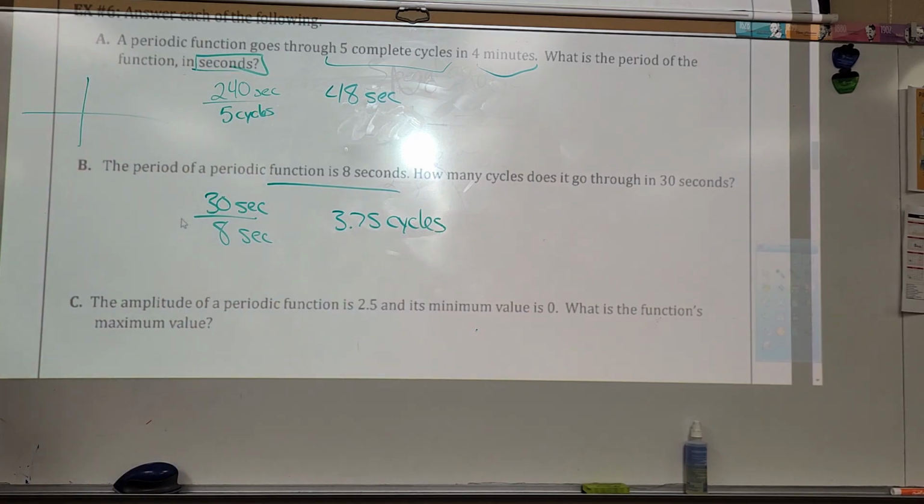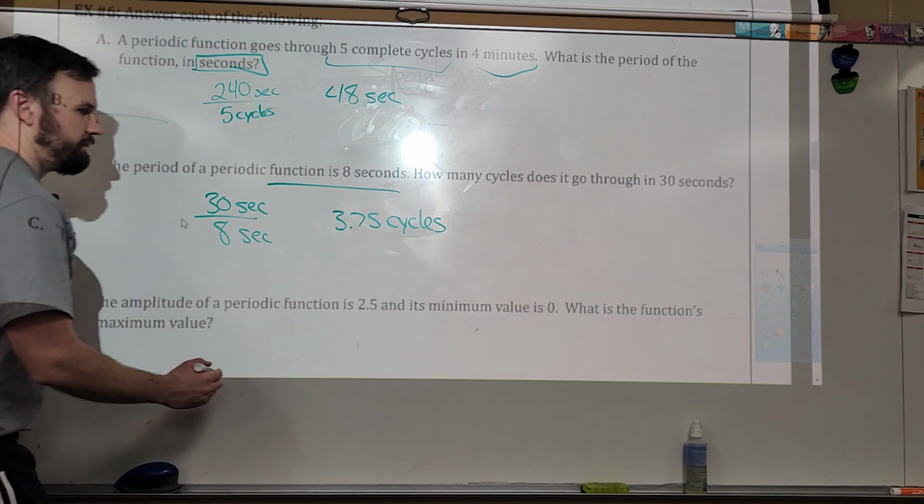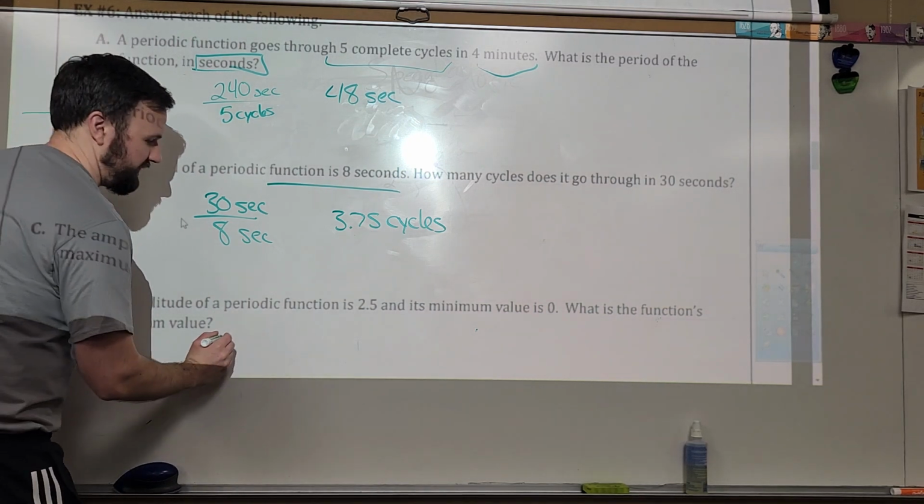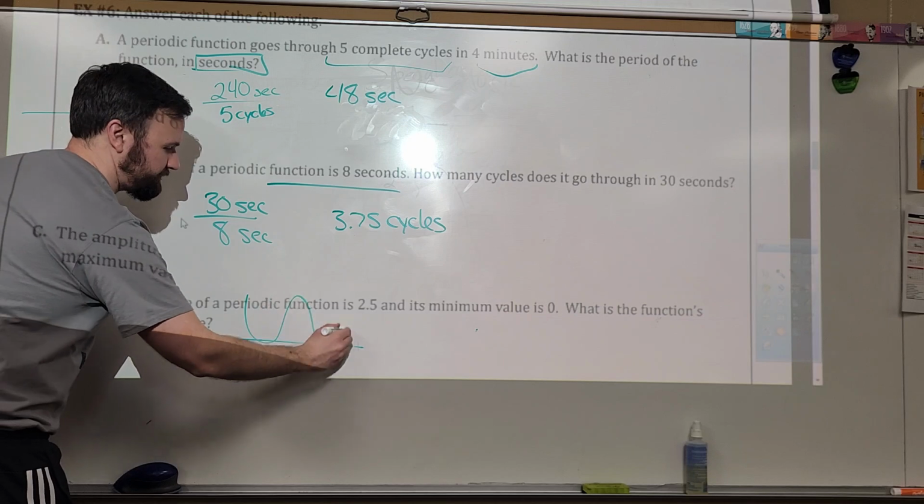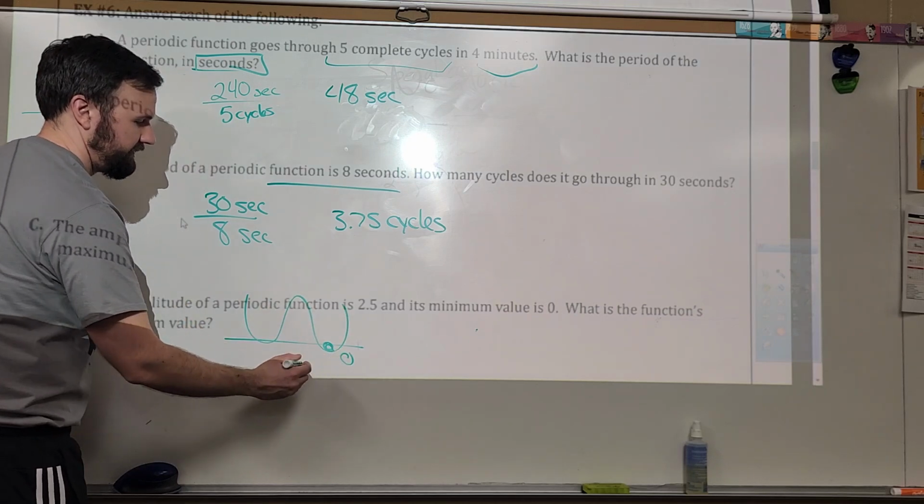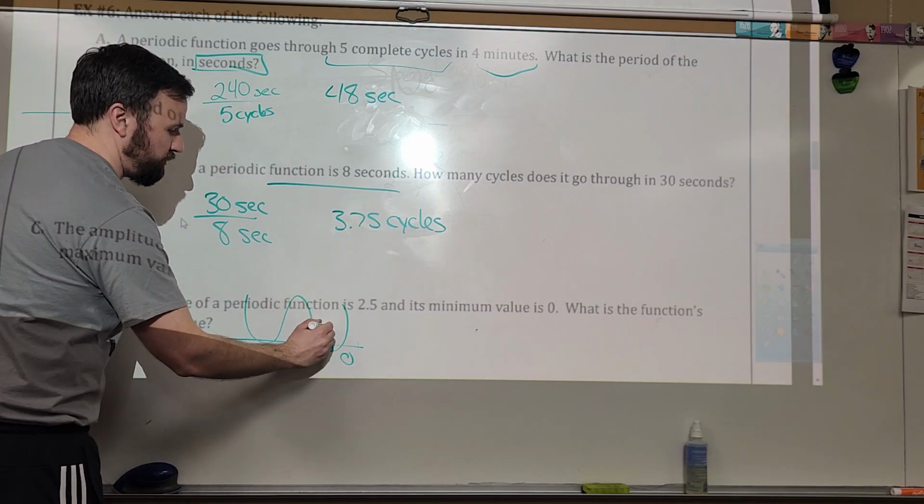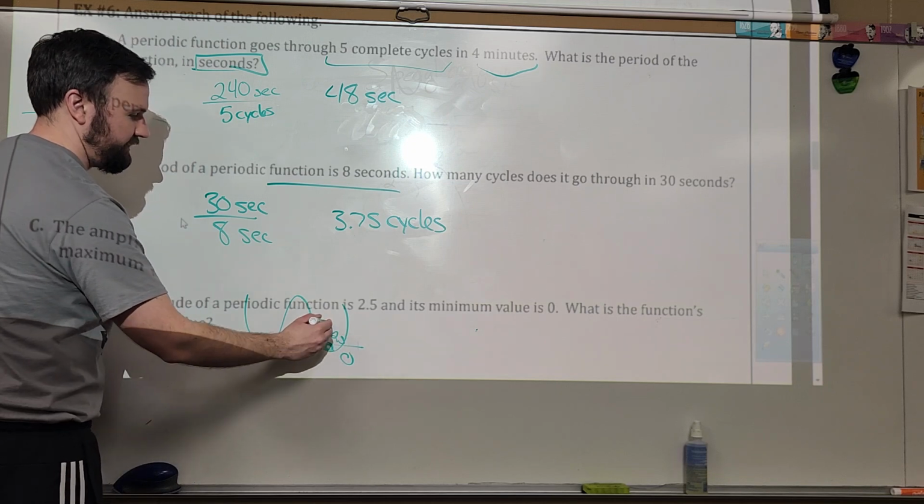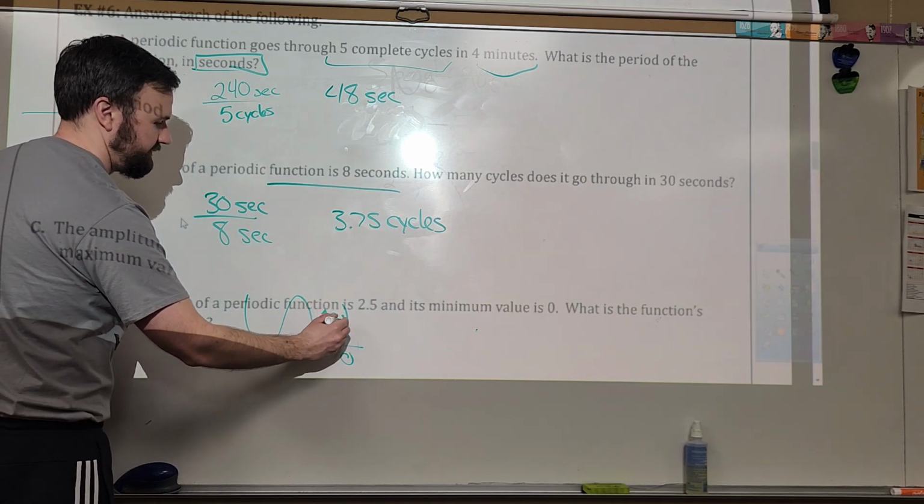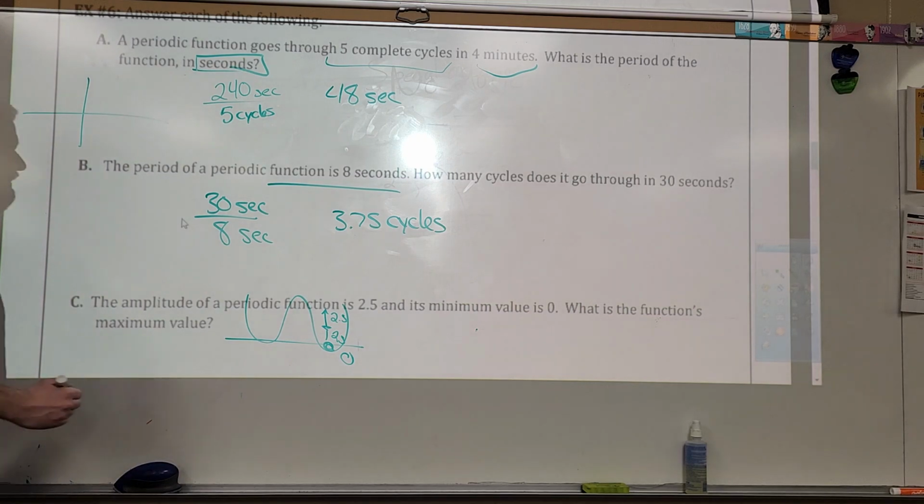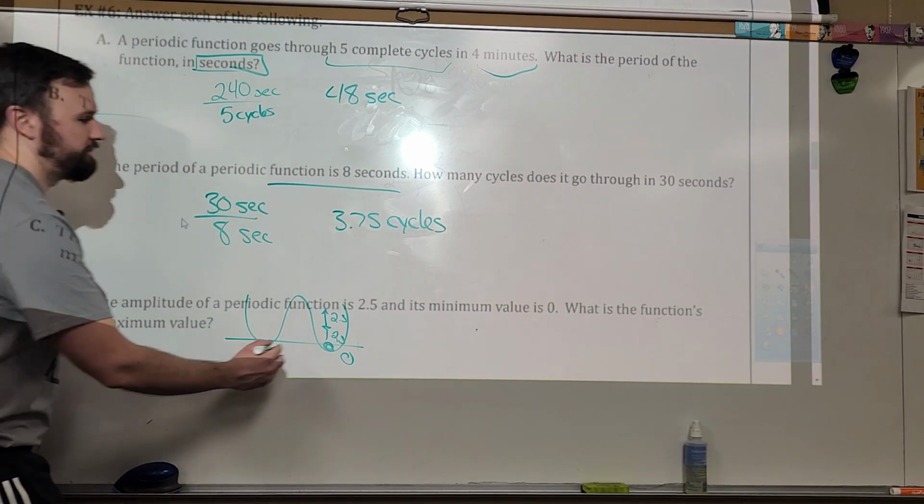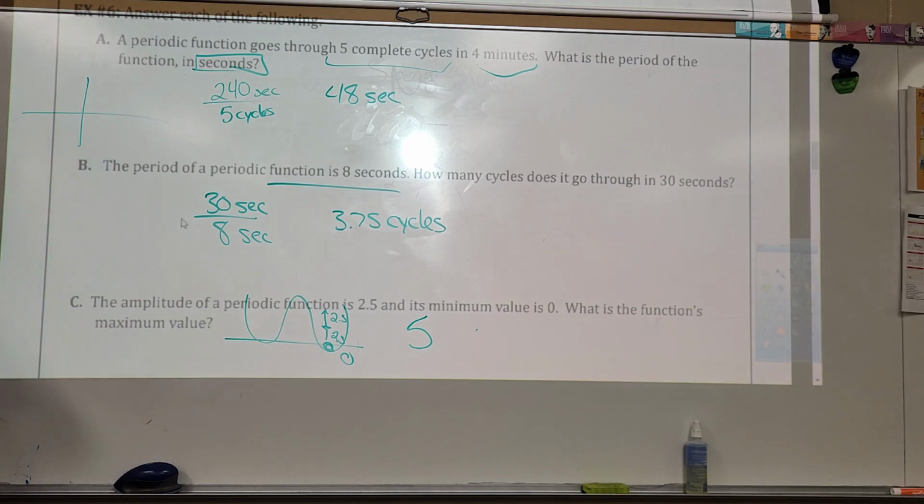And lastly, the amplitude is 2.5, and its minimum is 0. Now, yeah, because if I graph it, that means my lowest value is 0, right? But now, to go up 2.5 only gets me halfway there, right? So I need to go up another 2.5. So what's the function's max value? 5. So again, the first questions were straightforward. These are, do you comprehend? Obviously I didn't.